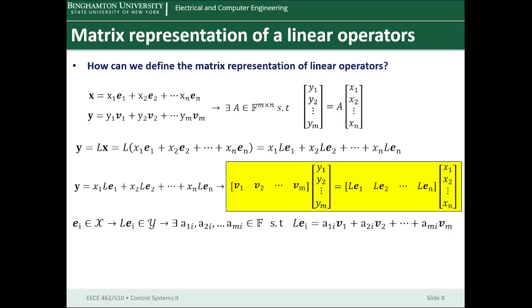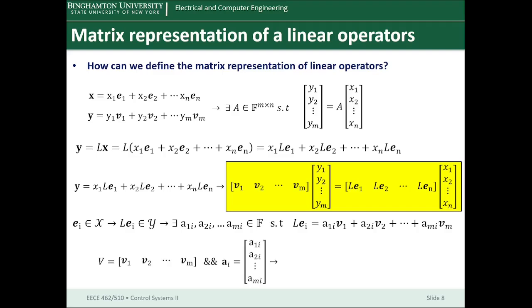Next, notice that L of e1 is not just any vector. It lives in the codomain Y, and Y itself has a basis. So each L of ei can be written as a linear combination of the basis vectors v1 through vm. Concretely, that means L of ei equals a1i v1 plus a2i times v2, and so on up to ami times vm. a1i through ami form the coordinates of L of ei in the basis v1 through vm.